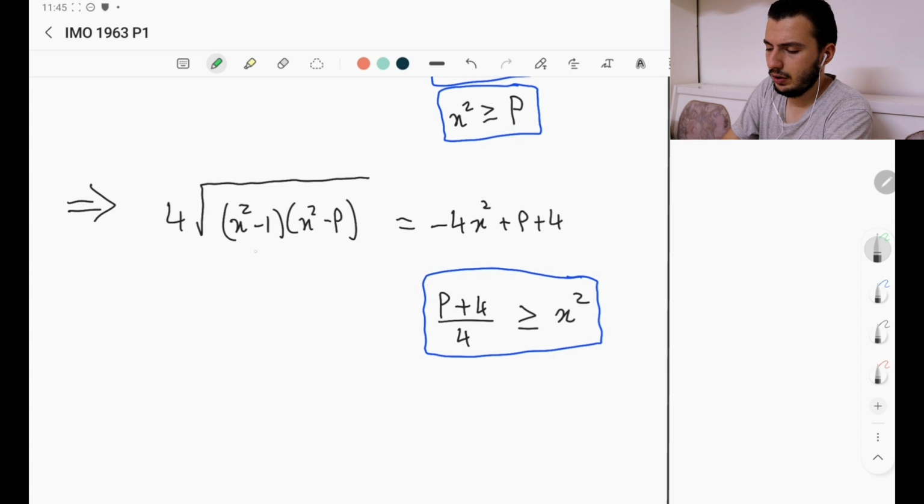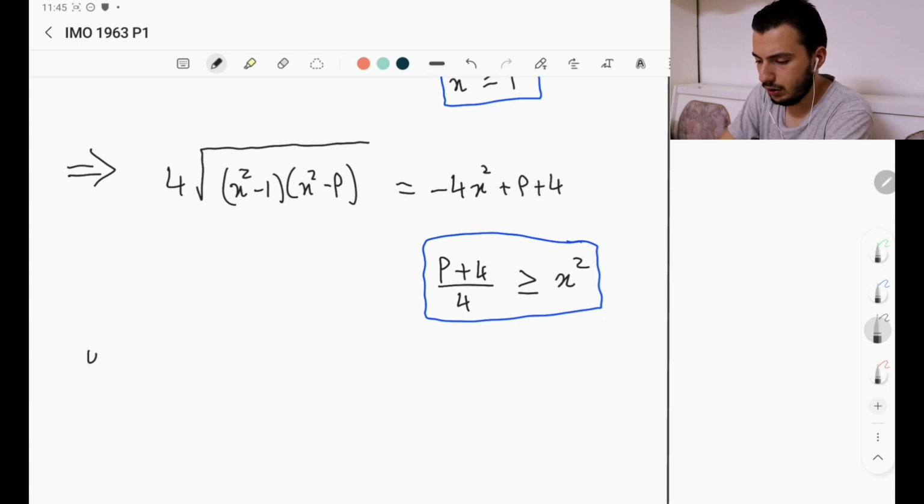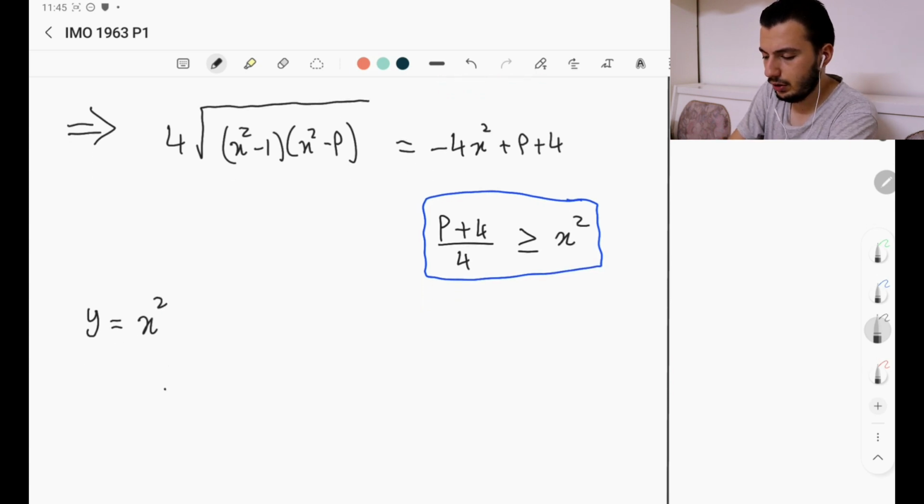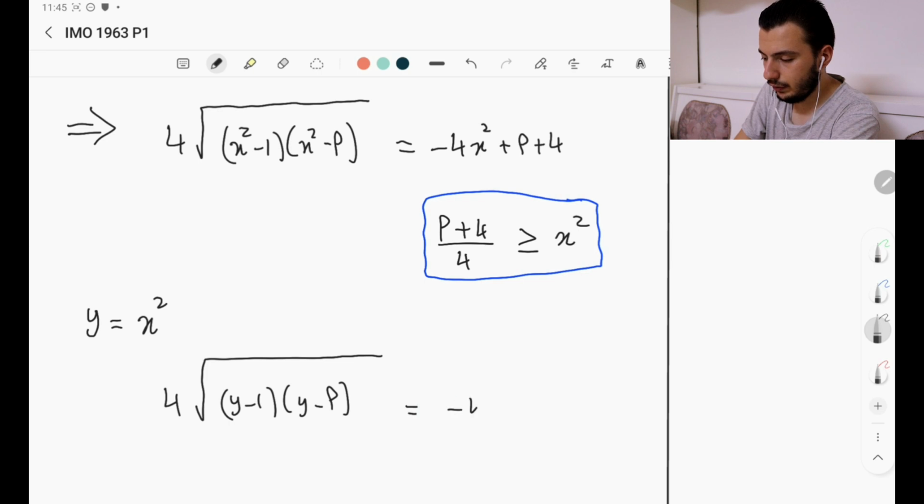Well, is it really degree 4? Take a look. x squared, x squared, x squared. Do we have any other x? Not at all. So this is actually a fake degree 4. We can turn it into degree 2 by assigning a new variable. This trick should always be in your mind. So let's put y equal to x squared. Now our equation is 4 times square root of y minus 1 times y minus b is equal to negative 4y plus b plus 4.